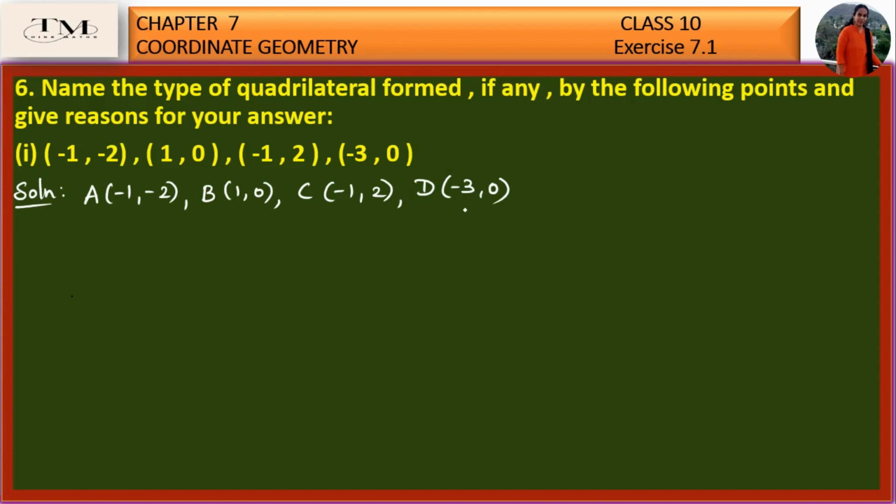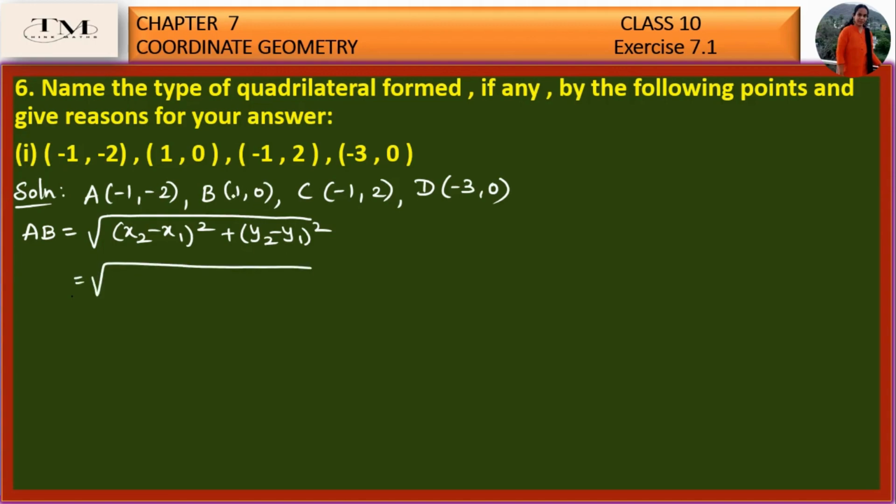So there are 4 coordinates. So we have to check whether it is a type of quadrilateral or not. So for this we will find AB, BC, CD and AD. So what is the distance formula? Square root of x2 minus x1 whole square plus y2 minus y1 whole square. So it is nothing but square root of x2, x2 is 1 minus x1 is minus 1 whole square plus y2, y2 is 0 minus y1 is minus 2 whole square.